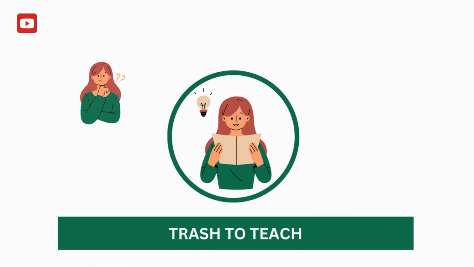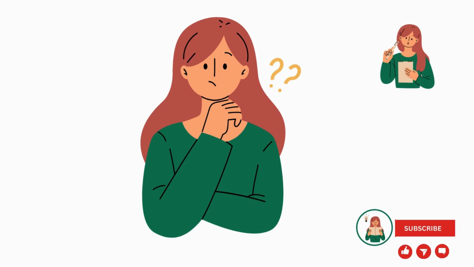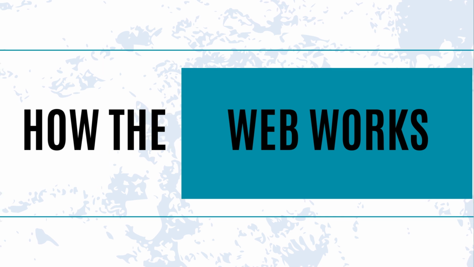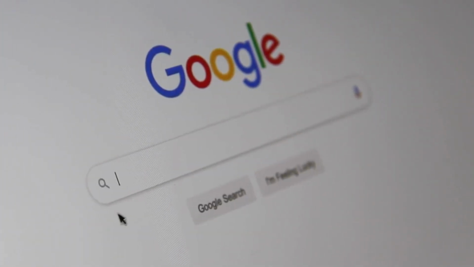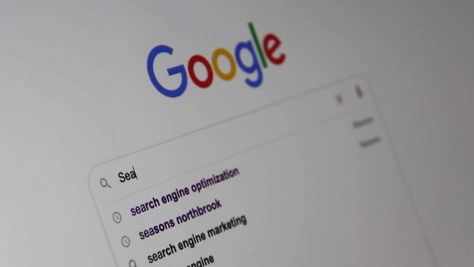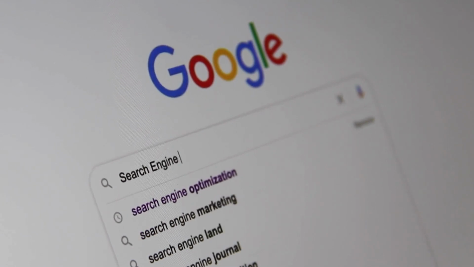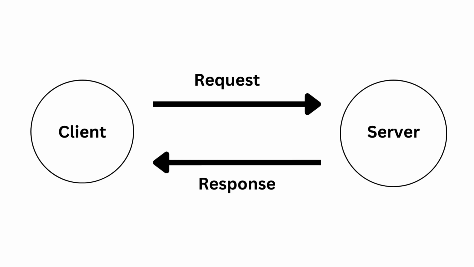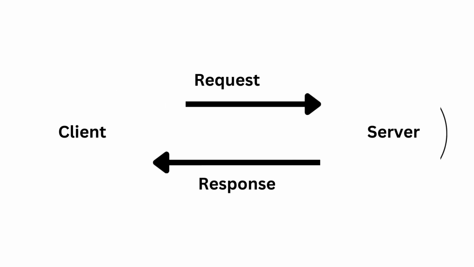We believe that learning opportunities are everywhere, even in the most unexpected places. Are you interested in how web browsers interact with web servers to load websites? Understanding how the web works can be complex, but I'll break it down into simple steps to help you grasp the basics. Computers connected to the internet are called clients and servers. A simplified diagram of how they interact might look like this.